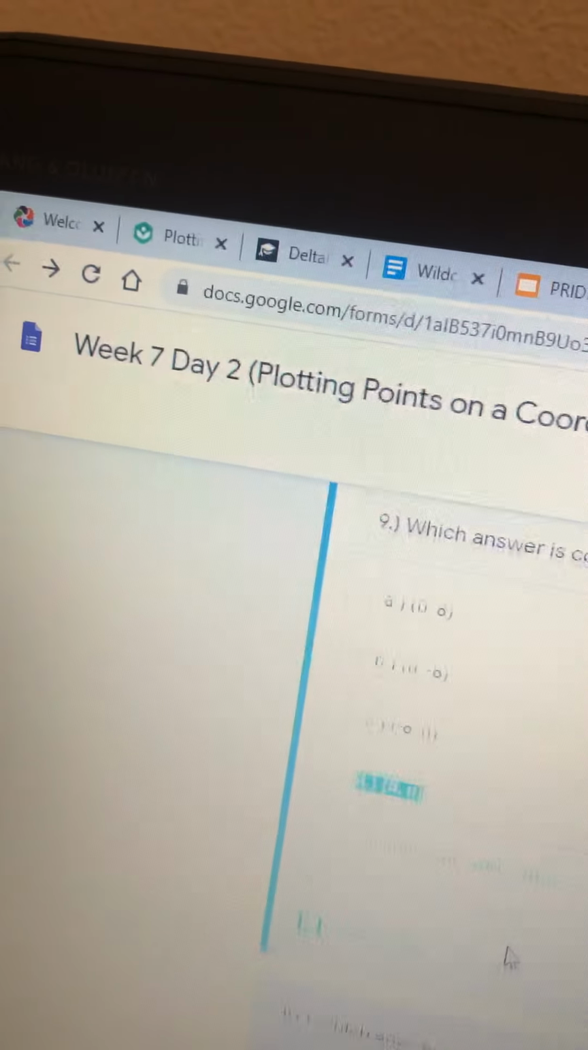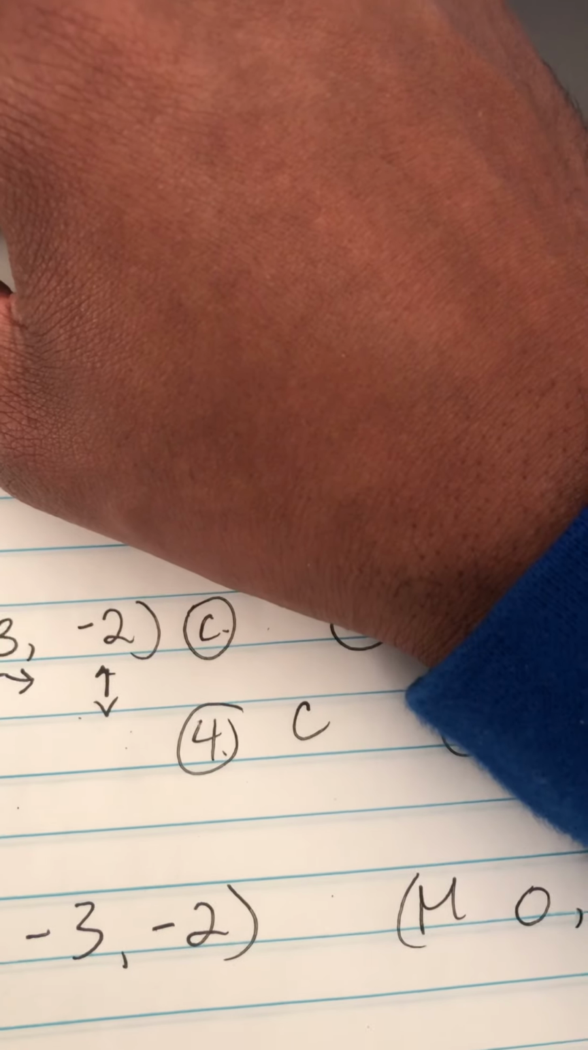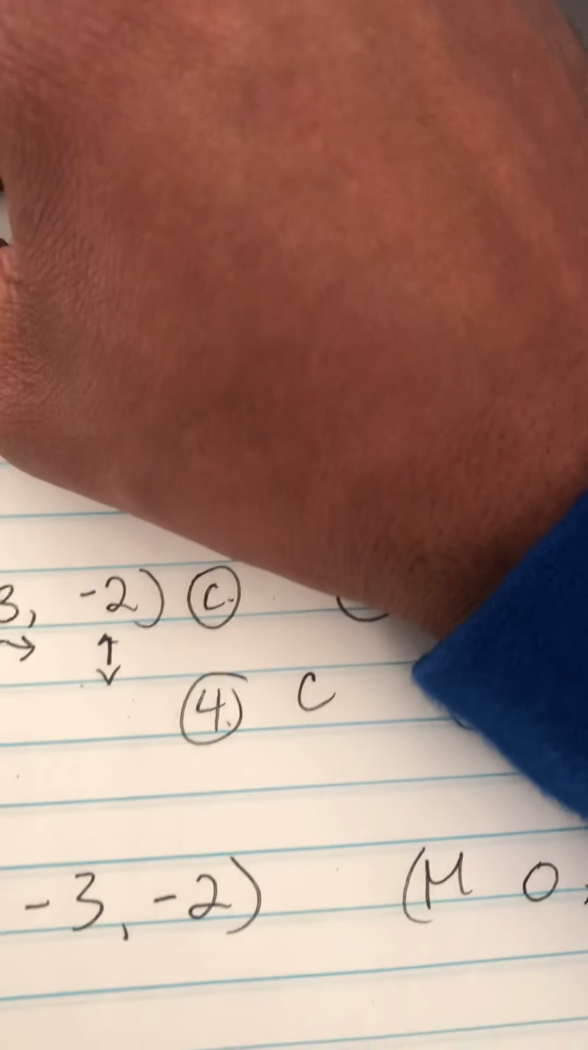Wait a minute. I checked the wrong answer on that one, but yes, it is (8, 0). So that should be this one, not that one. Because, yep, that's right. All right. Oh, my hand. Sorry. Let's see. Here we go to number 10.